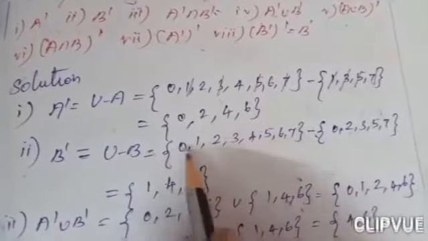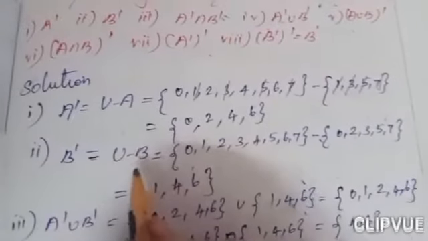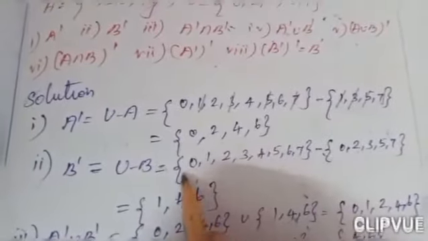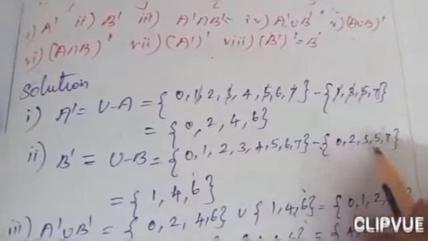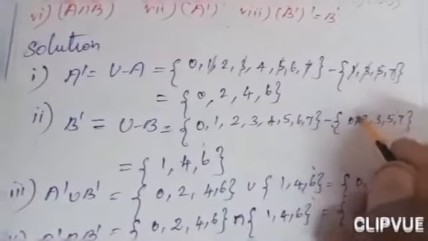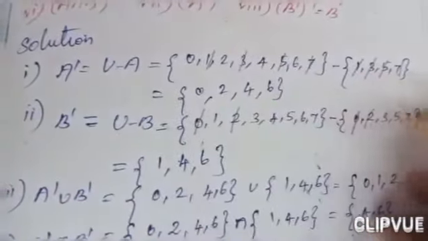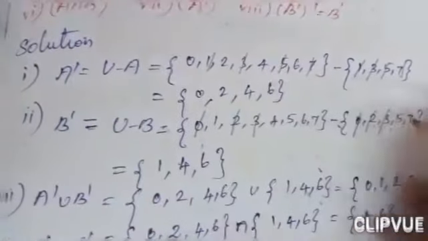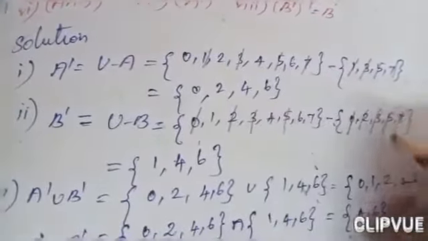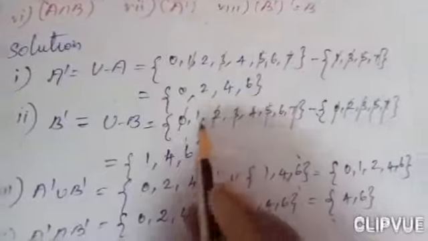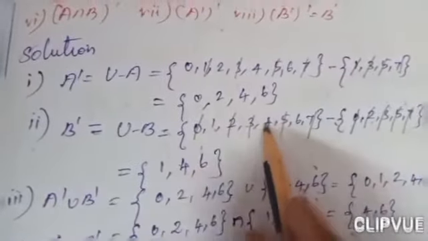B dash, same thing. Write the universal set minus set B. Write the universal set first, minus the elements of set B. After that, cancel the common elements. 2 here we have, then 3, 5 and 7. So what are the remaining elements we have? 1, 4 and 6. So B dash is 1, 4, 6.